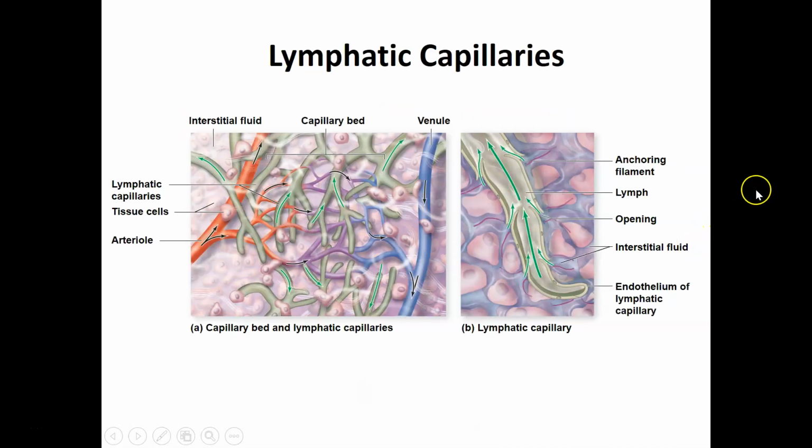This slide I showed in the last video, and this is just a reminder of lymphatic capillaries. Lymphatic capillaries are intermingled with blood capillaries, and the main function is they're going to take up fluid from the tissue in the interstitial space. And this fluid has exited from the blood capillaries, and it's going to enter into a lymphatic capillary, and this fluid is going to flow away through the hierarchy of vessels.